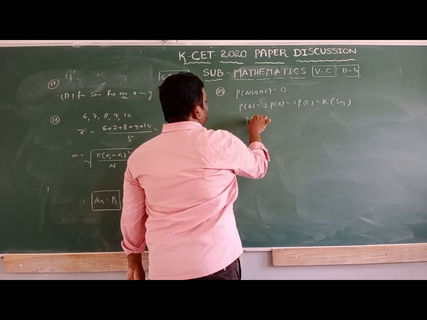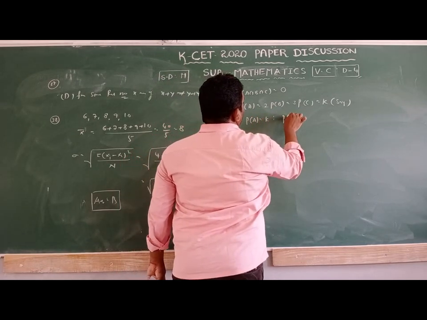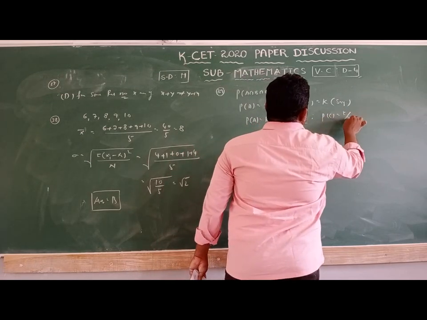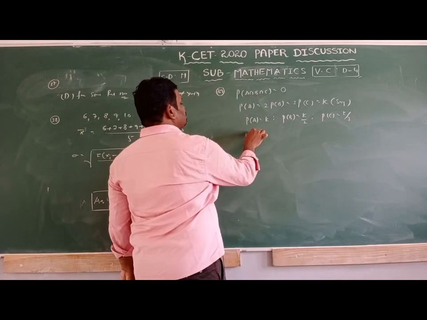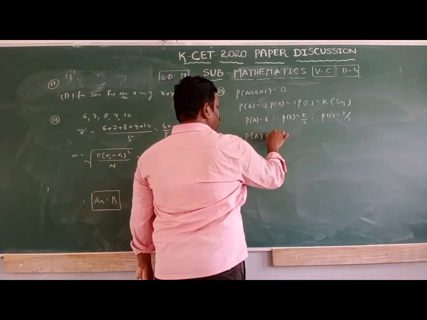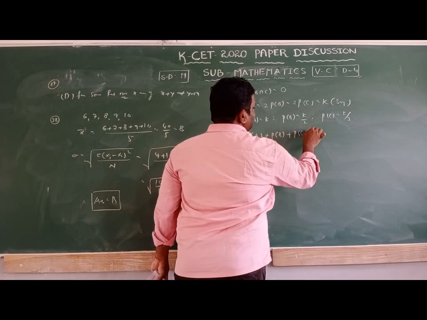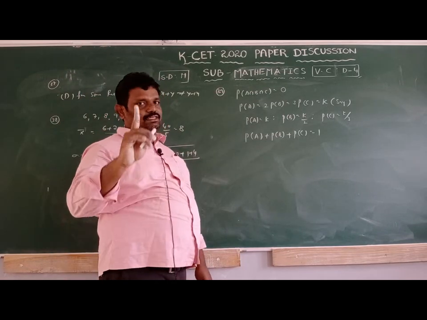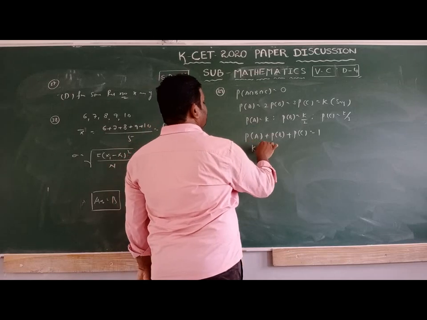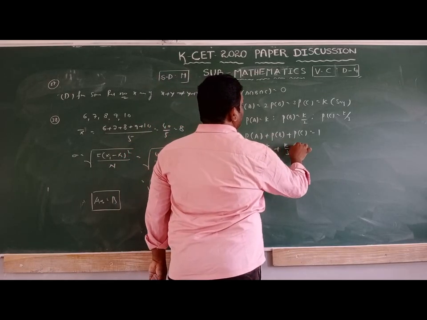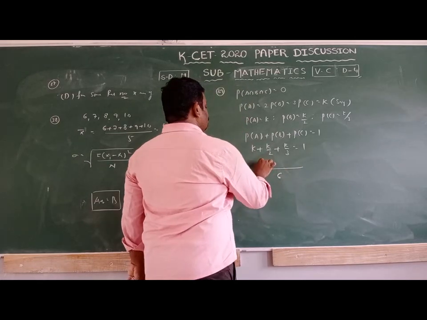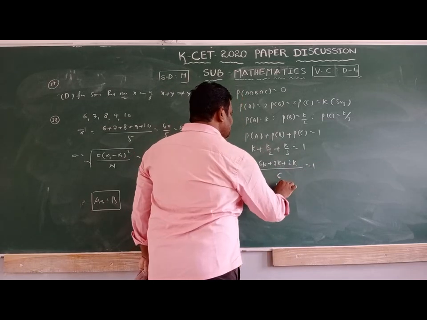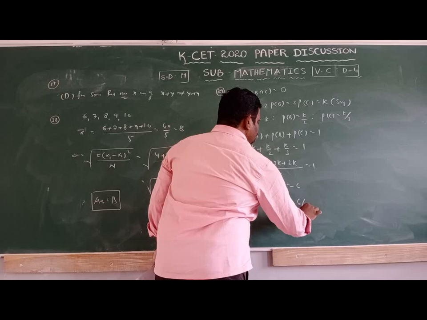Then if we substitute this value, the probability of A is equal to k by 2, the probability of B is equal to k by 3. Here exhaustive events means the sum, probability of A plus probability of B plus probability of C, is equal to 1, meaning the total probability of A union B union C is equal to S, and the probability of S is always 1. So now we substitute the values here: k plus k by 2 plus k by 3 is equal to 1. LCM is 6, so 6k plus 3k plus 2k is equal to 6, 11k is equal to 6, k is equal to 6 by 11.